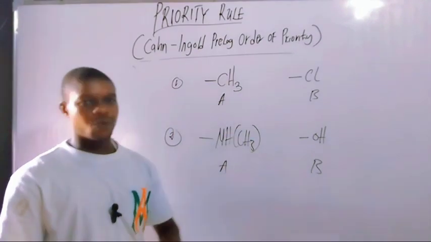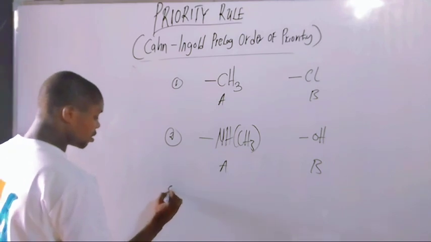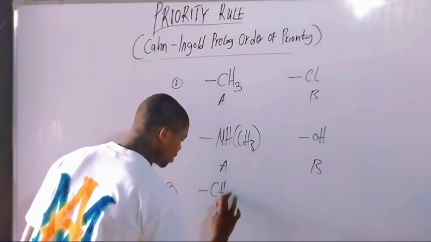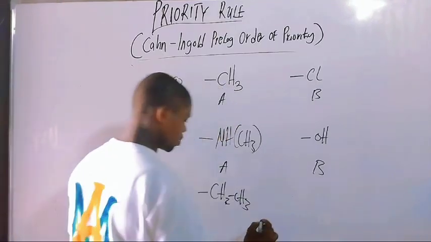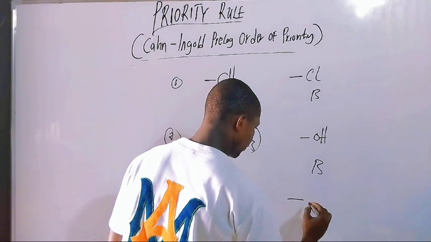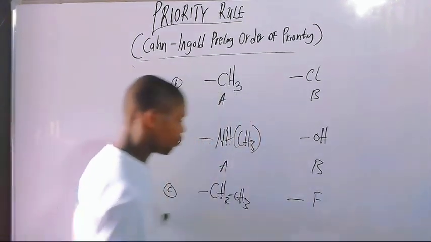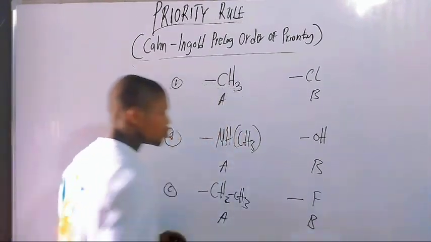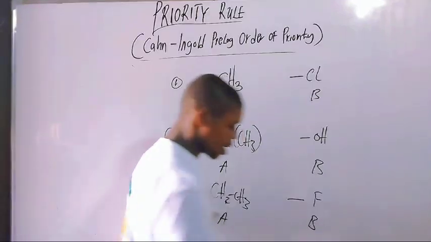Which one will attract which one? You have C, CH2, CH2, CH2, and you have fluorine. So which one will attract which one, A or B? Leave your answer in the comment section. I want to see what you can do.